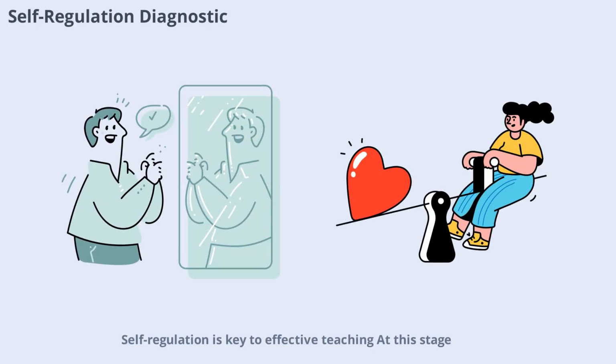Self-regulation is key to effective teaching. At this stage, you're encouraged to record a short response about your current understanding and uncertainties. Later, you'll revisit this reflection to see how your thinking has evolved. This process helps you become more aware of your decision-making habits and areas for growth.